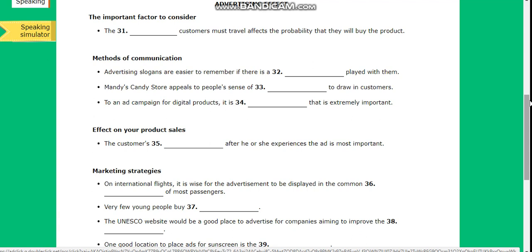Hello class, and welcome back to Marketing Strategies. This week I will expand upon last week's lecture by talking about factors you should consider when creating advertising materials and the effects they can have on your product sales. Lesson 1. Limit your advertising to the geographic area of your target market.